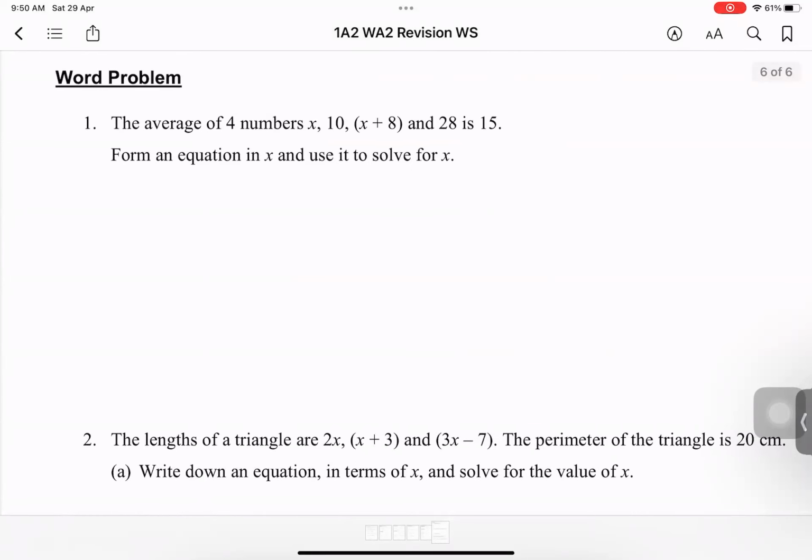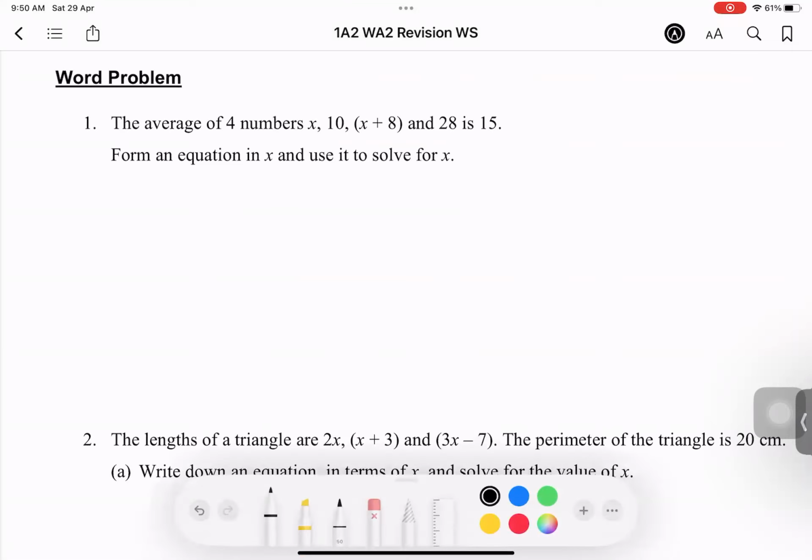The average of 4 numbers is 15, and 28 is 15. How do you find average? To find average, I take everything, I sum it up together, divide by the number of terms. So how many terms are there? There are 1, 2, 3, 4. There are 4 terms. Right?